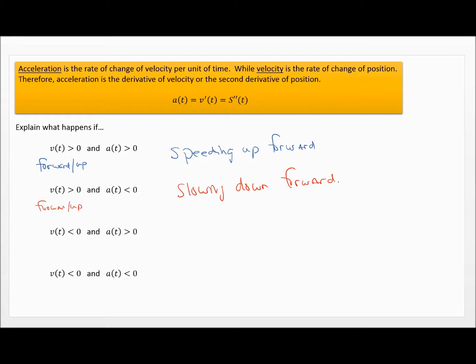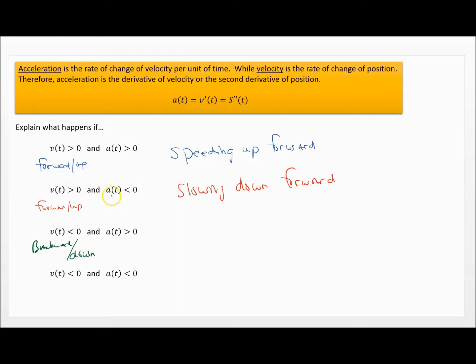Okay? Now here we go. This time, let's let velocity be negative. Now remember what that means. That means we're going backwards. I want to change colors. Green. So we're going backwards. Anytime you see velocity is negative, you're either going backwards or down. Okay? But acceleration is positive. Now notice these are opposite again.